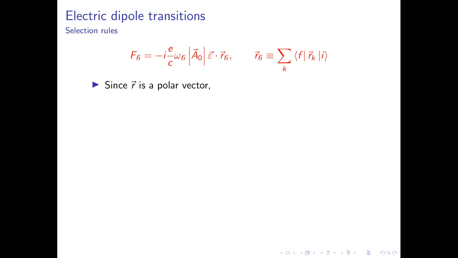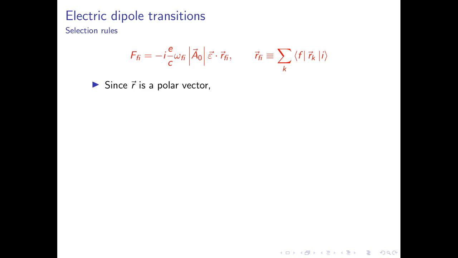Now, one thing we know is that the position vector, which is featuring prominently in the matrix element here, is a polar vector. And that means it changes sign under parity. When you do the parity operation, R goes to minus R. Now, if your system has parity symmetry, which means parity is a good quantum number, that's just a fancy way of saying that your eigenstates can be classified as even or odd.